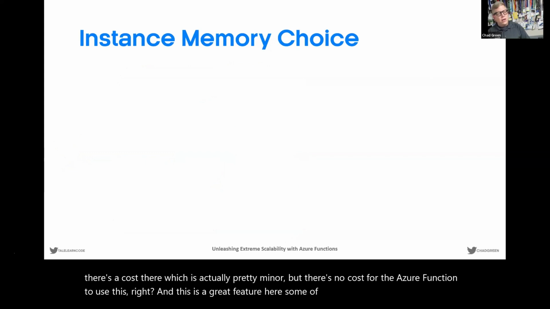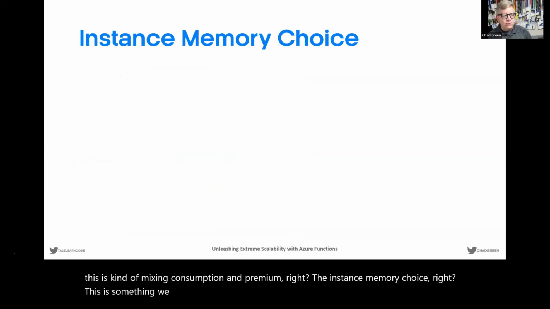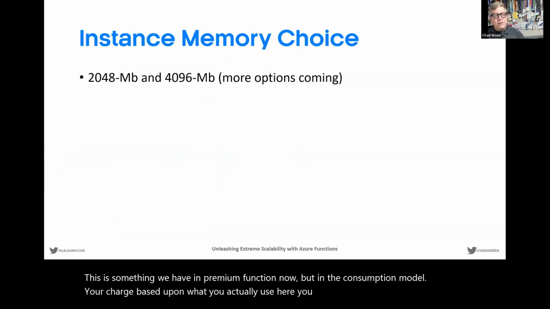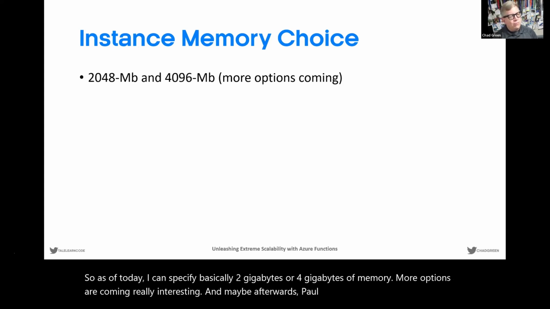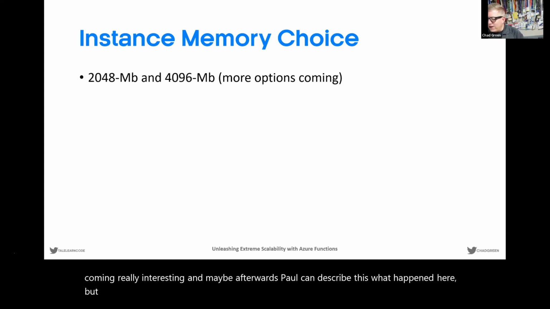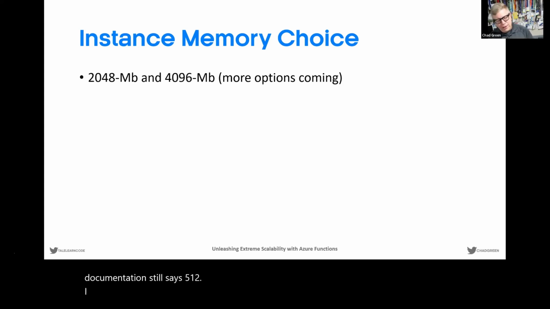Some other big things, and a lot of this is mixing consumption and premium: the instance memory choice. This is something we have in premium functions now, but in the consumption model, you're charged based upon what you actually use. Here, you actually specify this. As of today, I can specify basically 2 gigabytes or 4 gigabytes of memory. More options are coming. Really interesting, and maybe afterwards Paul can describe what happened here: during the private preview, there was 512, and in a bunch of the documentation, it still says 512.